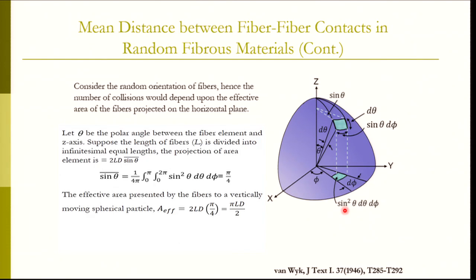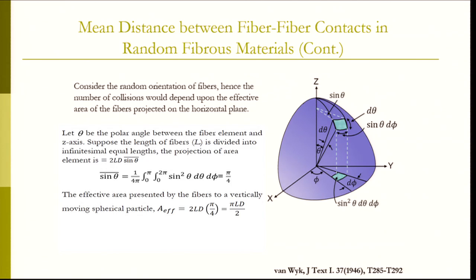If we are supposed to calculate the effective area presented by the fibers, we must calculate the projection of the area on the xy plane with the help of spatial averaging. Suppose the length of the fiber L is divided into infinitesimal equal lengths, the projection of the area element would be 2LD, as we have calculated earlier, times the mean of sin theta, which is the spatial averaging of sin theta. The spatial averaging of sin theta can be calculated with the help of the area being projected here on the xy plane, which is sin square theta d theta d phi.